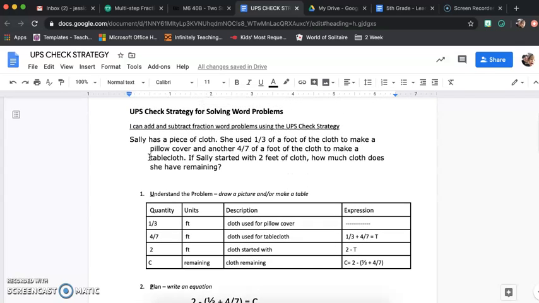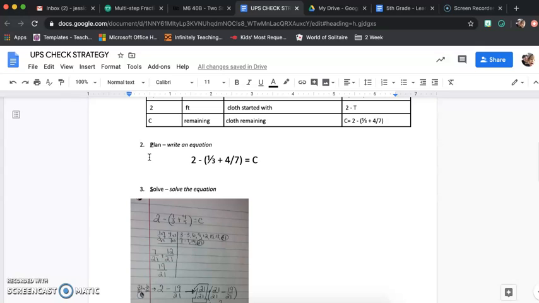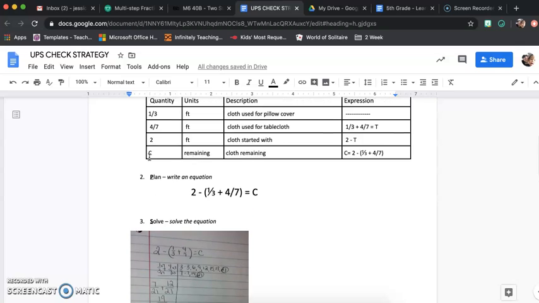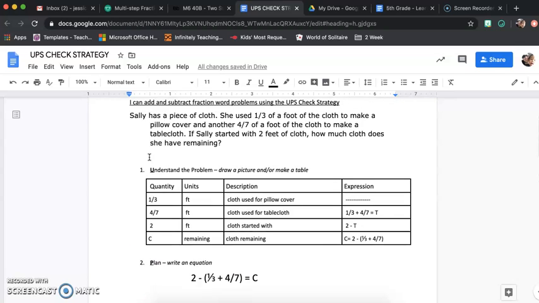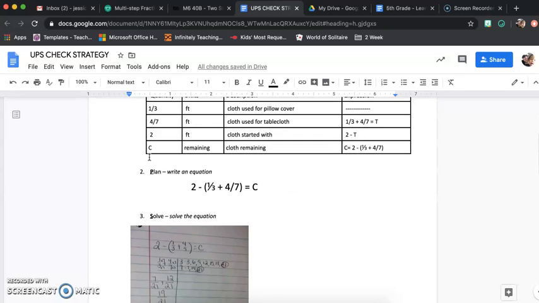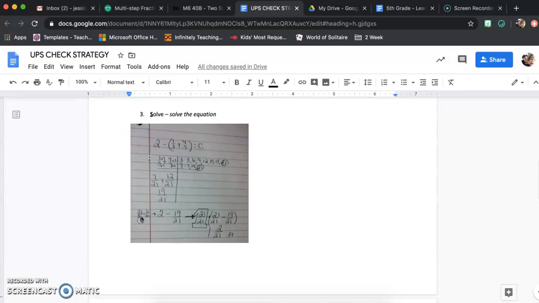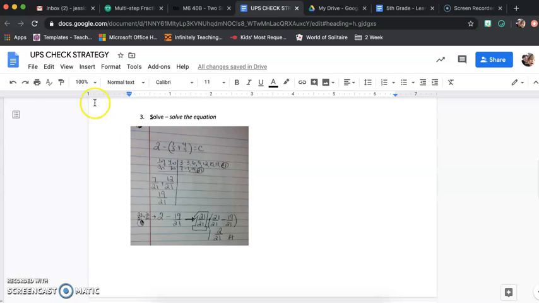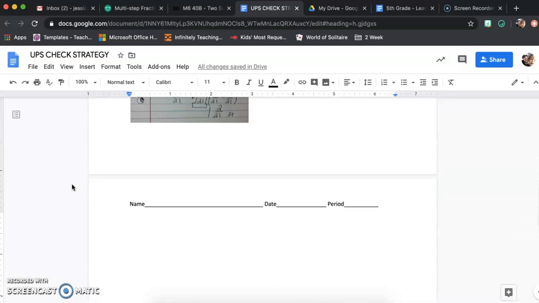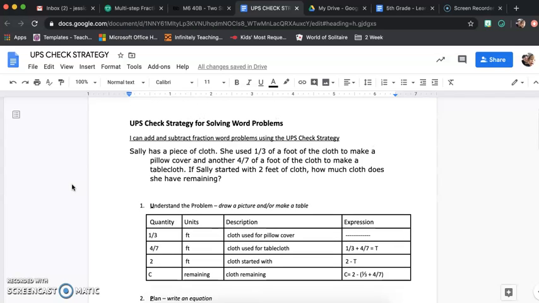Okay, so the next part you're going to do is going to be some practice, and then I'm going to put a game up for us to play to help with still working on finding equivalent fractions. So at any point, if you need to pause this video, such as if you want to pause it and look at this, or if you want to pause it and really study what I did, you can. And let me know if you have any questions or if you're stuck somewhere. Today's focus is really just going to be on adding and subtracting fraction word problems. And then tomorrow, we're going to move on to multiplying and dividing fraction word problems, still using this UPS check strategy. So this is really good with word problems.